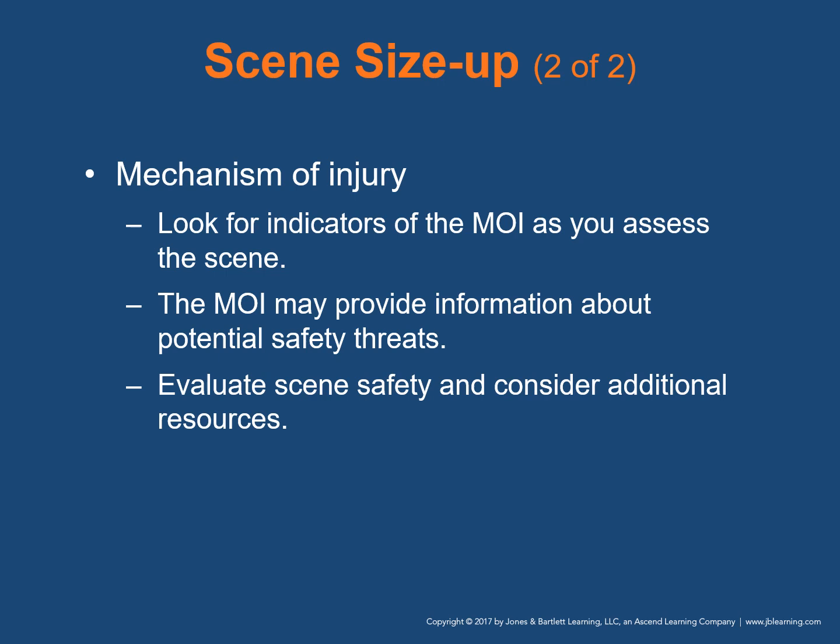Now let's talk about the mechanism of injury, or MOI. Look for indicators of the MOI as you assess the scene. They can help you develop an early index of suspicion for underlying injuries. Interactions with the patient and your assessment will provide you with additional information about the extent of the injuries. The MOI may provide information about potential safety threats. Use all available information to evaluate scene safety and consider whether additional resources may be necessary.